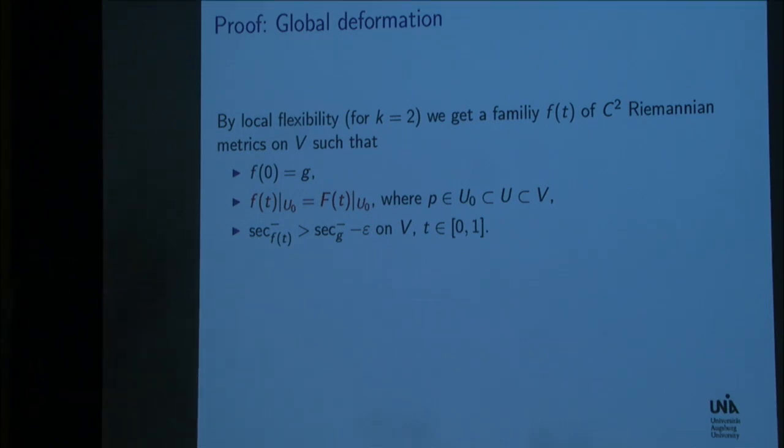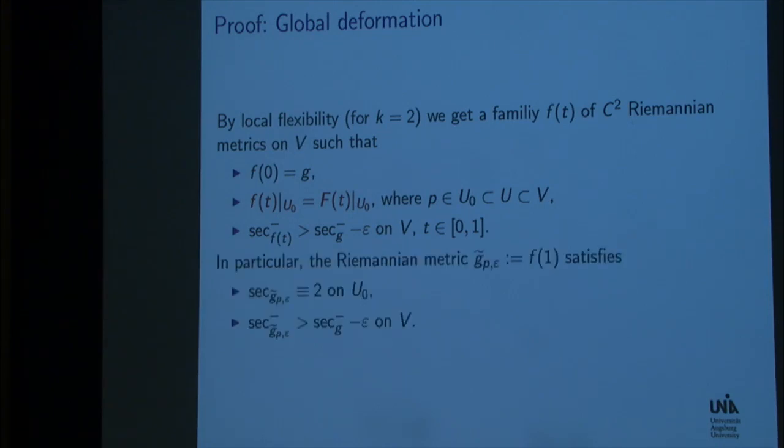We can gain a lot of curvature concentrated near P, and the total loss of sectional curvature is bounded above by little epsilon, and we can choose epsilon as small as we wish. When we take a smaller epsilon, then U0 has to be taken smaller. So in particular, we get a new Riemannian metric on our manifold V, which has these two properties. On this neighborhood U0, we have constant sectional curvature 2.